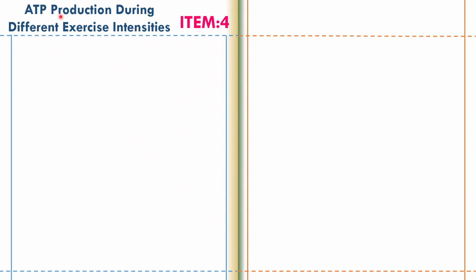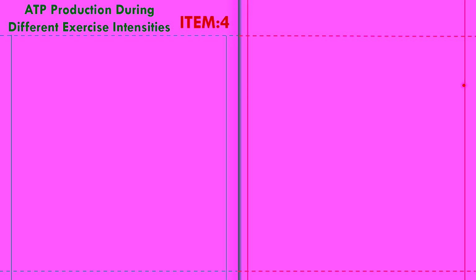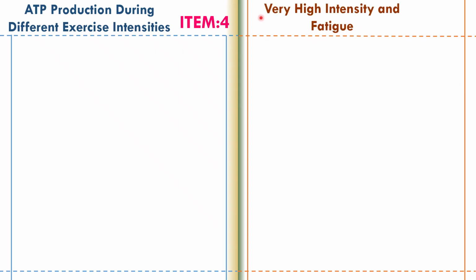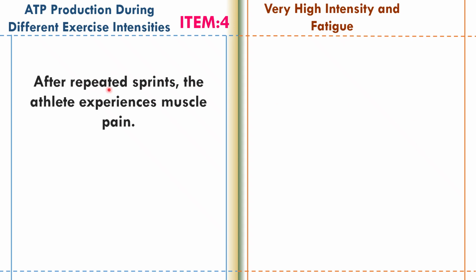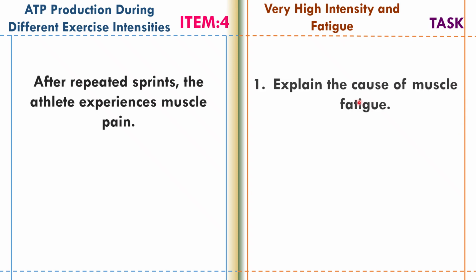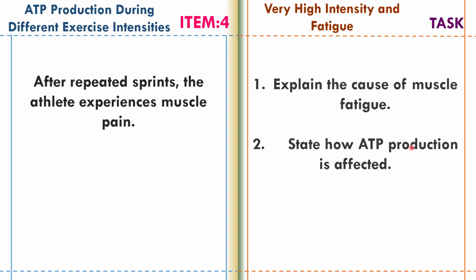ATP production during different exercise intensities. Item 4. Let's now look at very high intensity and fatigue. After repeated sprints, the athlete experiences muscle pain. Task: explain the cause of muscle fatigue. State how ATP production is affected.